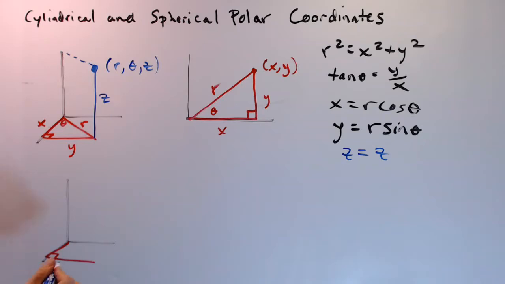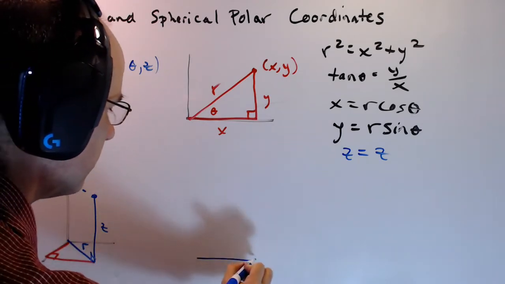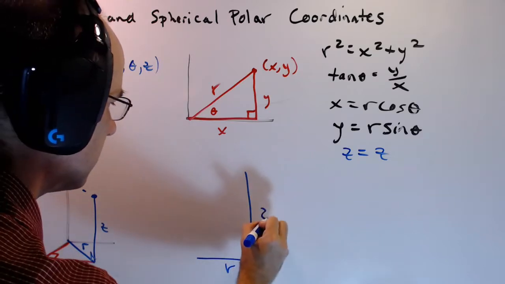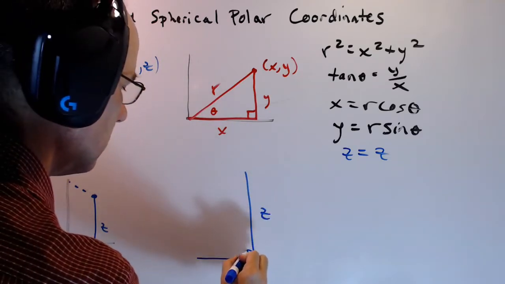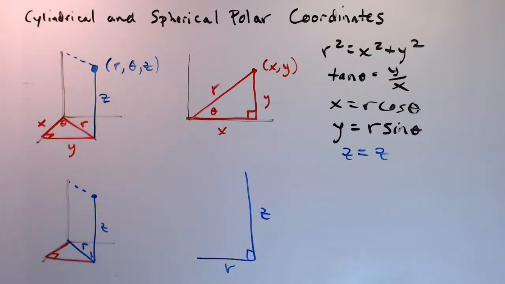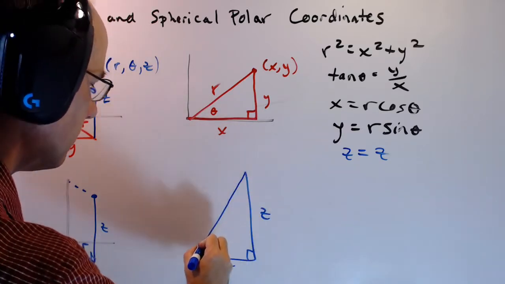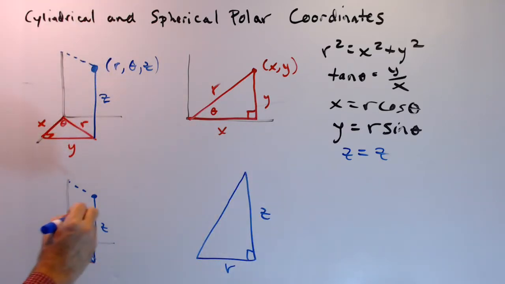I'll change the color of r to blue. Now z is perpendicular to the xy plane, so we'll have a right angle in there. So now I'll draw these again. There's my r, there's my z. We can make a triangle out of this. There it is. On this graph over here, this hypotenuse looks like this. We can give a name to this hypotenuse, call it rho.